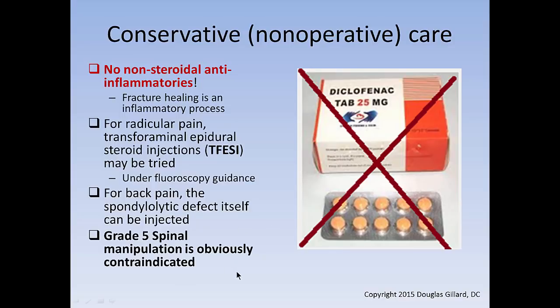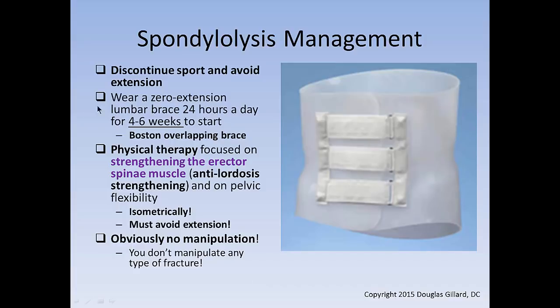And obviously, manipulation is contraindicated. Now, discontinue sports. If this is a big problem and they're really disabled, and you want to fix it, and they have a nice bilateral spondylolysis, you want to put them in a zero extension brace. They wear it 24 hours a day, 4 to 6 weeks. A Boston overlap brace is good here. We're certainly capable of handling this. You can refer to an orthopedic surgeon as well, just to have another set of eyes on this.